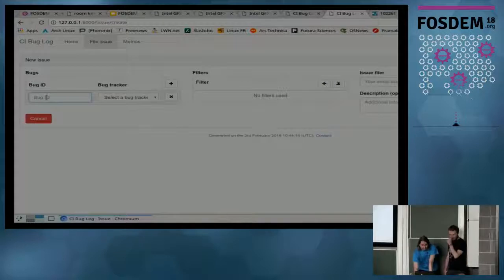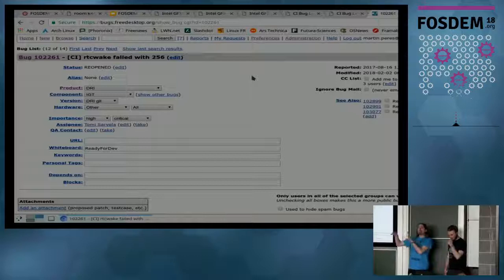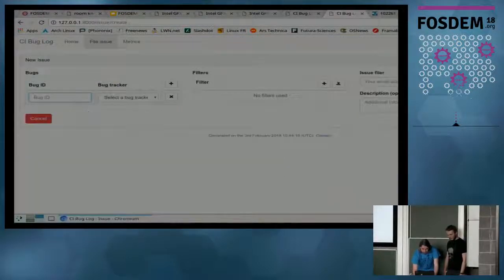What you need to do then is match this filter with a bug, because we want to report bugs. It's not just to know or not know. We want developers to know also. So the tool is forcing you to associate filters to bugs, one or more. I already know that this bug is this one. It used to be RTC Wake failed with 256, but then the output changed recently.